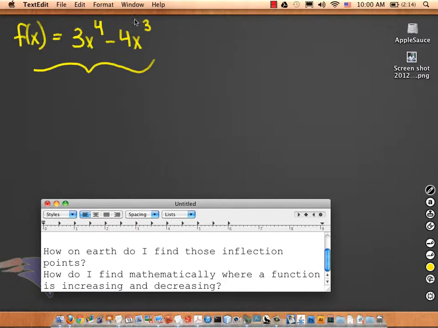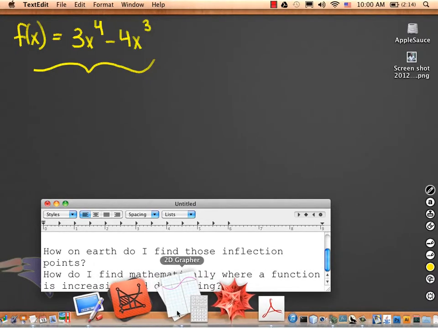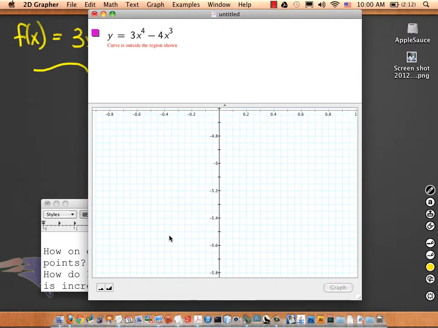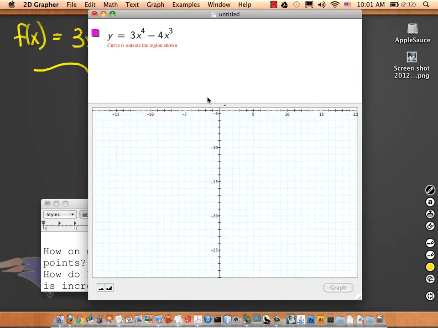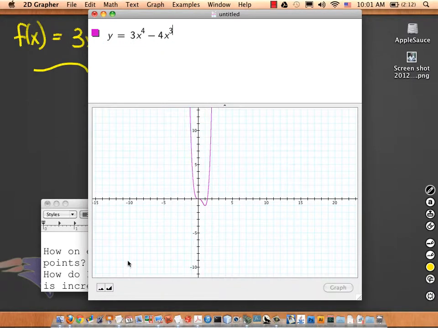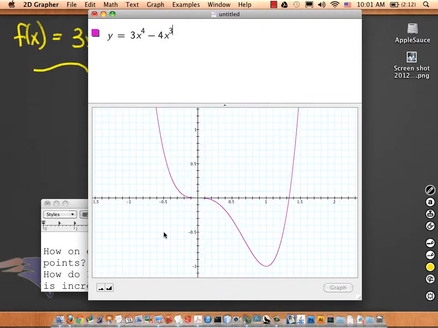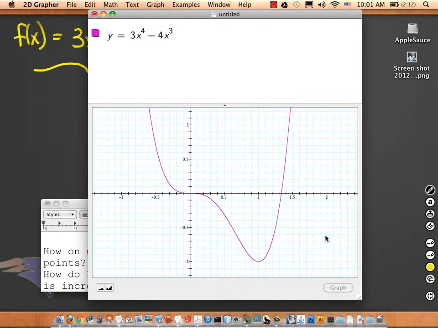So I'm going to graph this function first. 3x to the fourth minus 4x cubed looks something like this. Let's erase this. 3x raised to the fourth minus 4x raised to the third. So I get a function, let's zoom out. There we go. So I get something that looks like this, more or less. Now, do you see that this function is both decreasing and increasing?